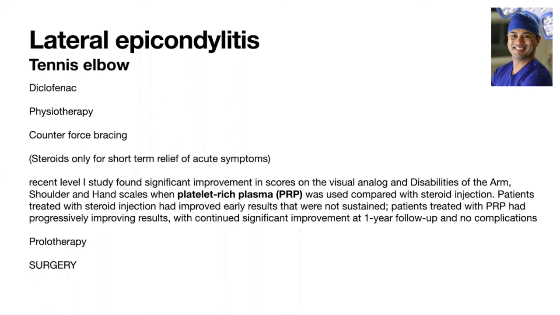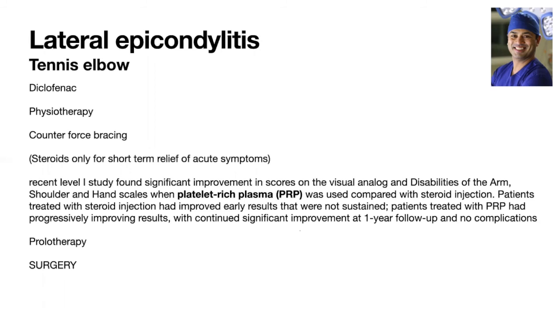Prolotherapy. Prolotherapy is the injection. It is short for proliferative therapy, and it's the injection of hypertonic sugar or saline to try and stimulate proliferation. And that has been shown in good meta-analyses and randomized control trials to be better than placebo in effectiveness. So prolotherapy, again, is not covered by Medicare, but it might be cheaper than PRP, so it's worth thinking about.